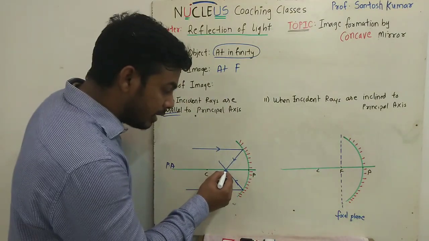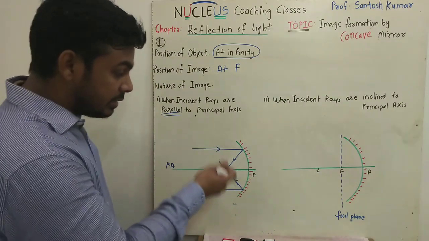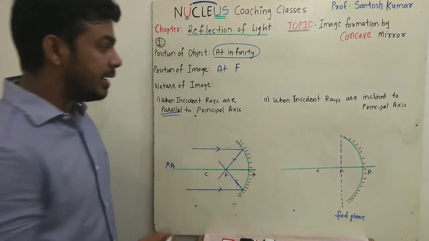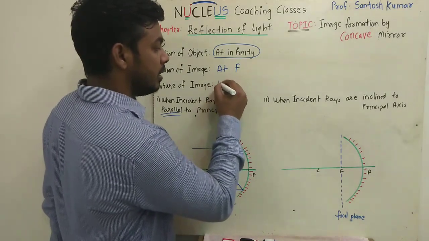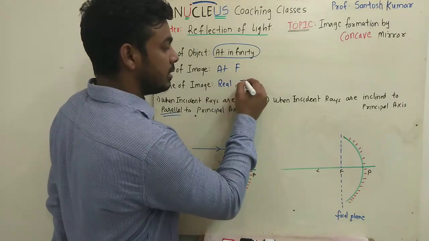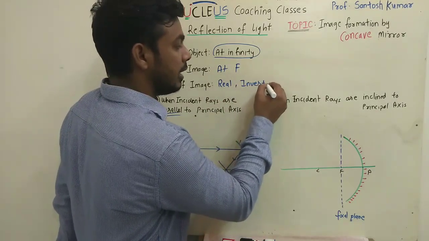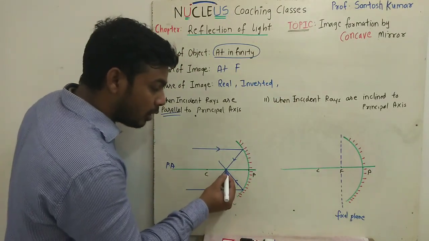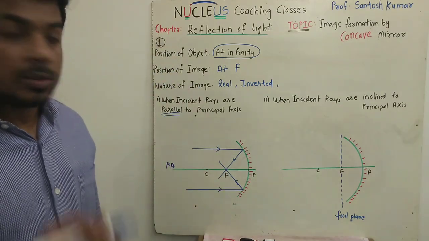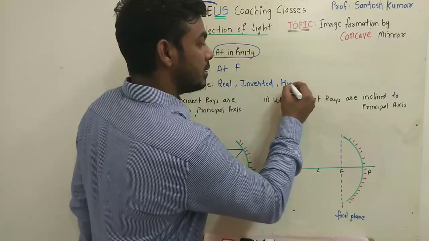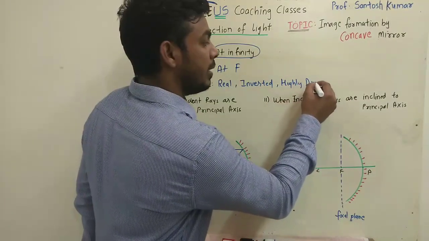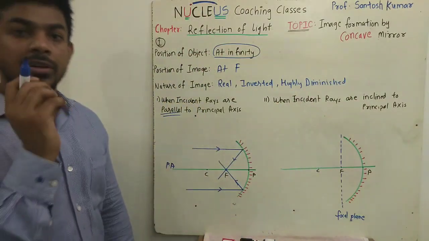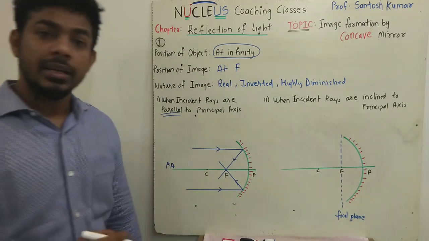Is it formed due to actual intersection? Yes. The image is formed due to actual intersection of the rays, because the rays are actually meeting at F. So the nature of the image will be real. Since it is real, it is always inverted, right? And third, we have got a point image. So this is highly diminished, because a point image we call highly diminished. Remember, whenever the image is formed of point size, it is highly diminished.